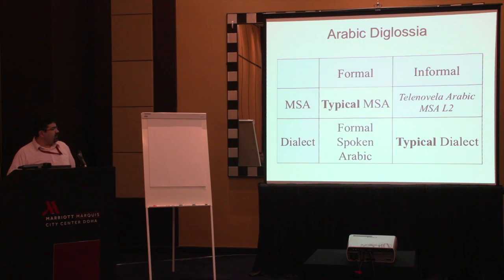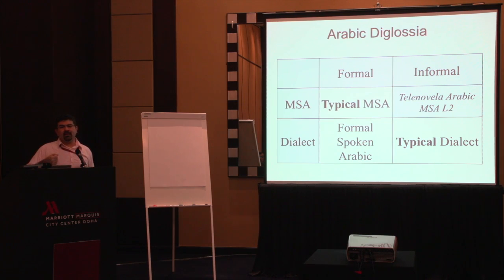So this is just repeating what I just said about the use of the standard and the dialect in contexts that are formal and informal. Your typical MSA would be formal, your typical dialect is informal, and then there's a variety that's been called formal spoken Arabic, which is a slightly higher form of the dialect where people may actually pepper their speech with words or terms that would come from standard Arabic. And of course, there's the diagonal construct that appears, which is informal and standard Arabic. And that's just a weird variety, basically.